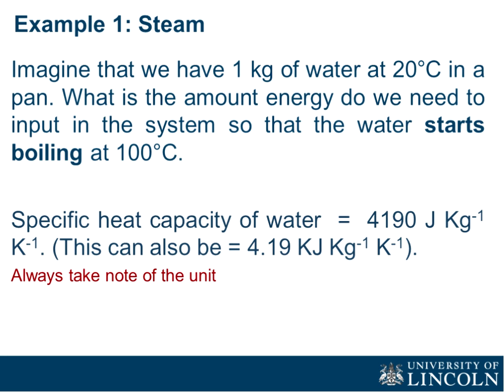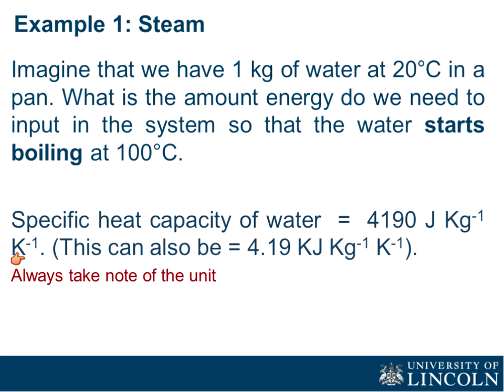So for example, in this one now, I've given you the specific capacity of water in joule per kilogram per Kelvin, and I said this is a mistake. This should be small letter k for this one. It's not capital letter K, because you only have capital letter K in Kelvin. So the question says we have 1 kilogram of water at 20 degrees Celsius in a pan. What is the amount of energy we need to input into the system so that the water starts boiling at 100? We are asking for the amount of energy required to change water from 20 to water at 100.